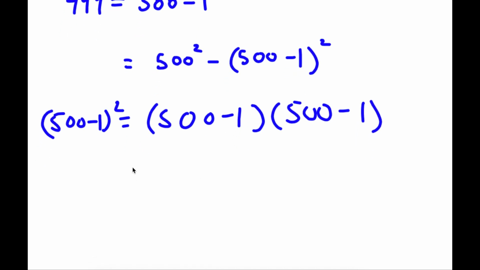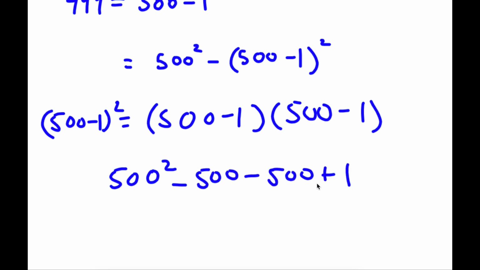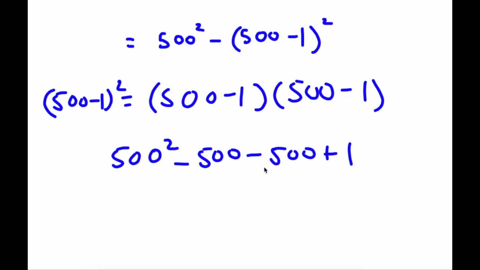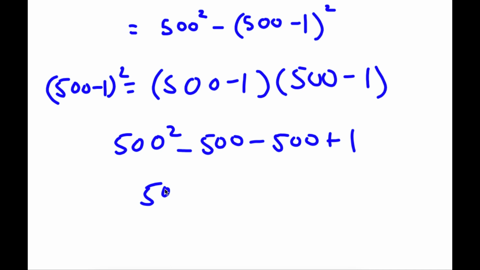So now I have 500 squared minus 500 minus 500 plus 1. And negative 500 minus 500, that's going to be negative 1,000. So I have 500 squared minus 1,000 plus 1.